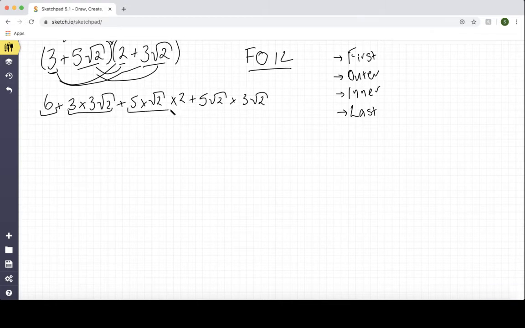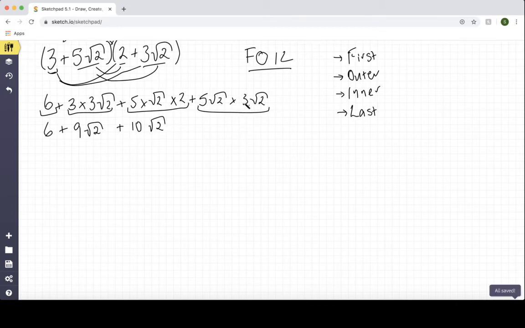Okay. So we've got here and we've got here. Right, this 6 is 6. So leave that how it is. 3 times 3 root 2. Well, you've got 3 times 3 times root 2. 3 times 3 we know is 9. So this gives you 9 root 2. 5 times root 2 times 2. Well, we know this 5 times 2 over here is 10. So you're going to have plus 10 root 2.